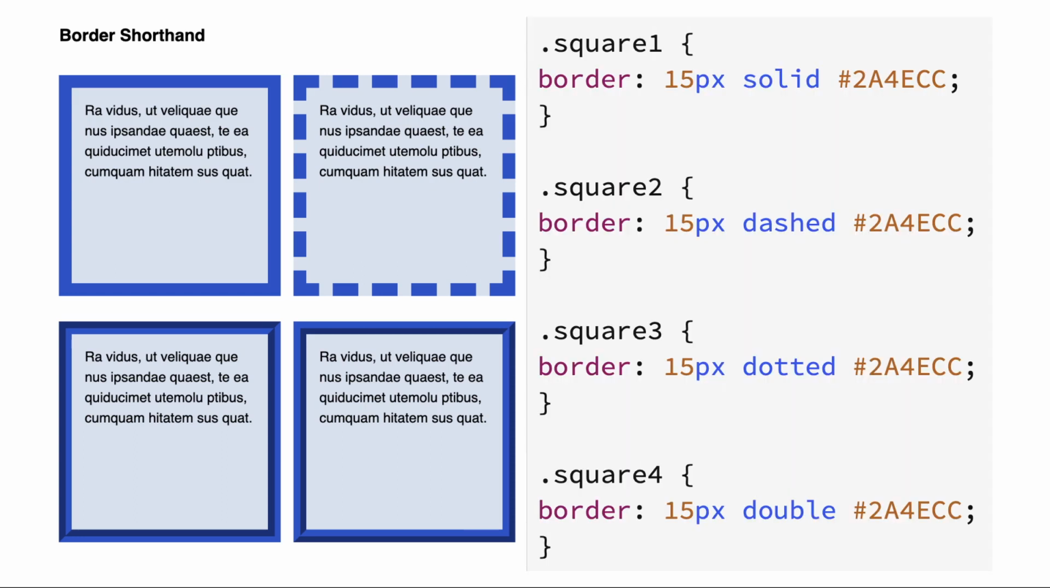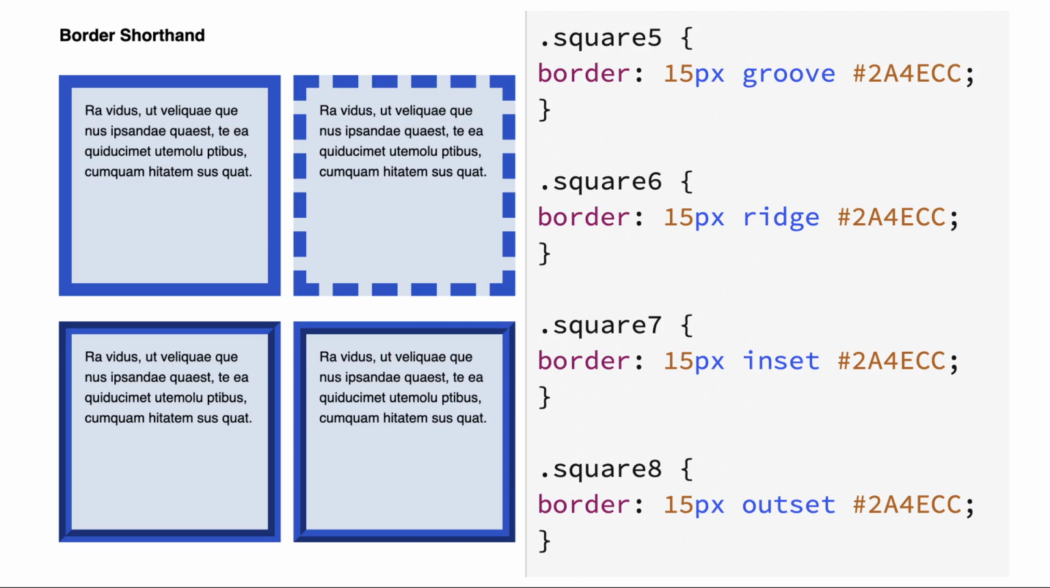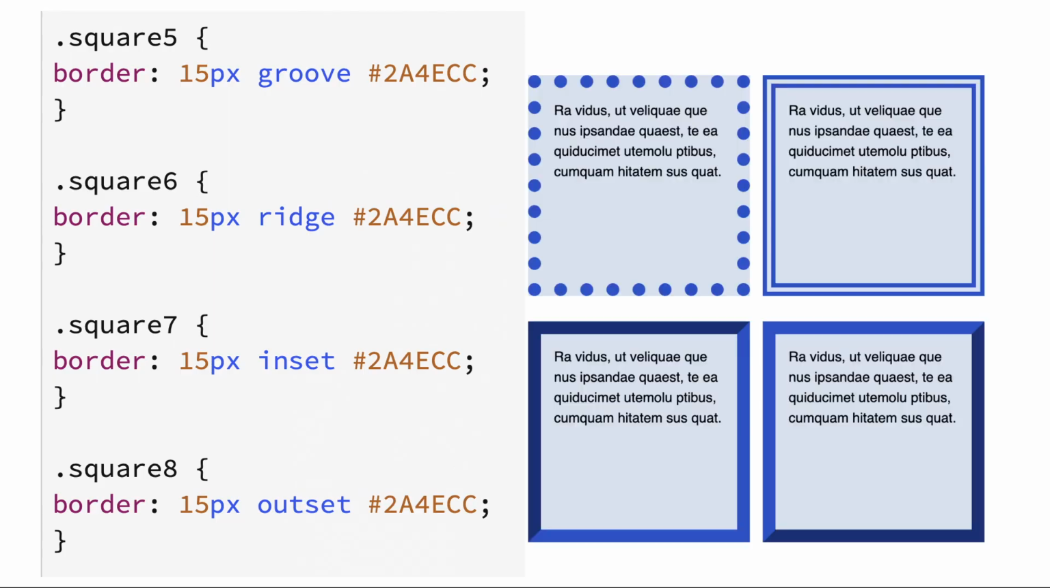Looking at the CSS for the first 2 squares, we are showing the shorthand where we specify the width of 15 pixels first, the border style, and then the border color in a hexadecimal code. The first square has a solid border, while the second has a dashed border. Now we see the code for the third square with a dotted border and the fourth square with a double border. The 5th and 6th squares are in the lower row and feature a grooved and ridged border. And finally, the 7th and 8th square feature an inset and an outset border.